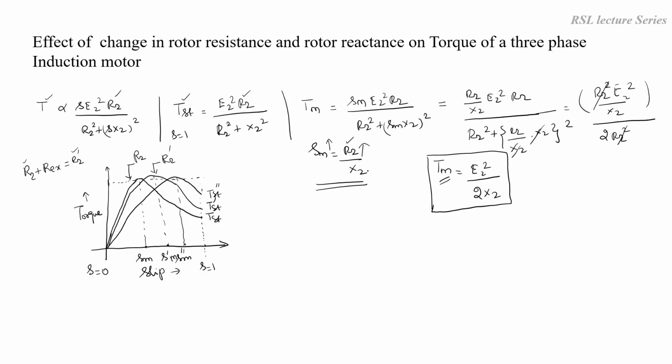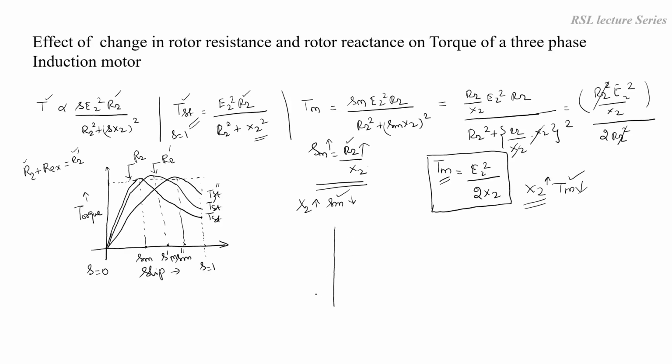Suppose we change the reactance value. If you see here, the reactance is present in the denominator. So if we increase the reactance value, the starting torque will decrease. If X2 is increased, the slip corresponding to maximum torque decreases. Similarly, the magnitude of the maximum torque also decreases. As X2 increases, the maximum torque also decreases. So with the increase in X2, maximum torque decreases, slip decreases, and the starting torque also decreases.